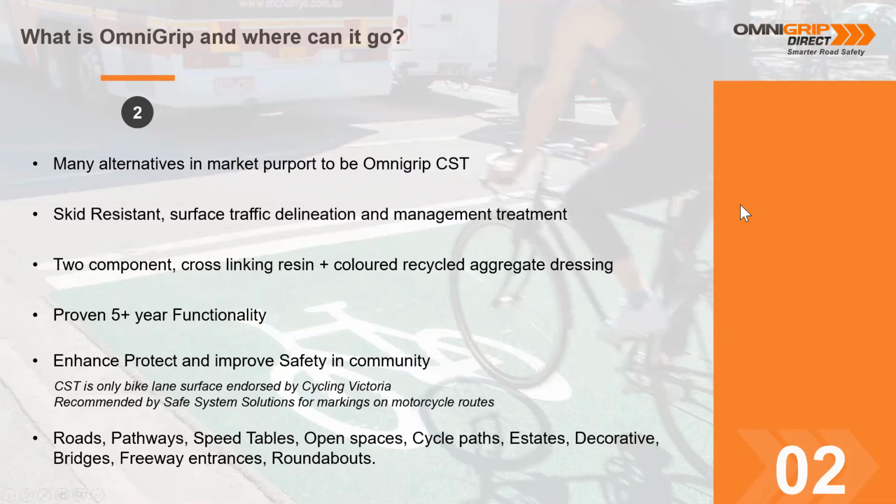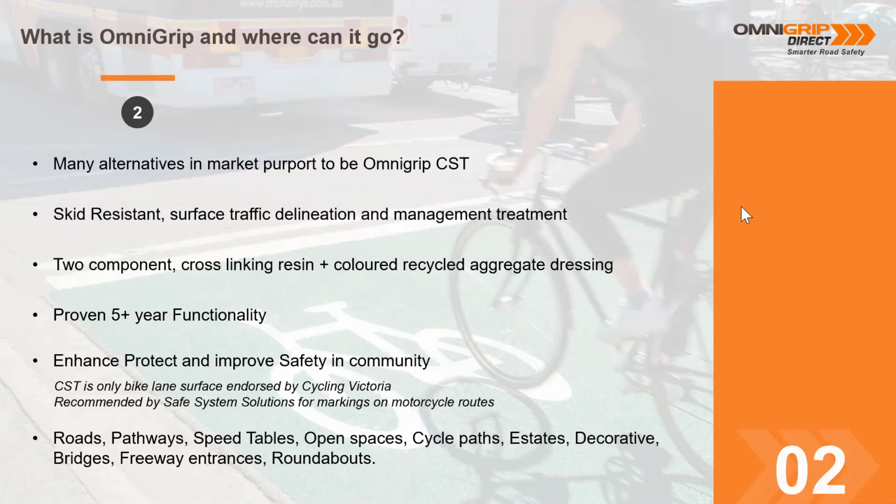Our high friction surface treatment captures the same resin properties that I've explained earlier, but it is coupled with a calcined bauxite aggregate, and the SRV exceeds 70 on that particular product. So it's very, very high, leading the market in that particular category.